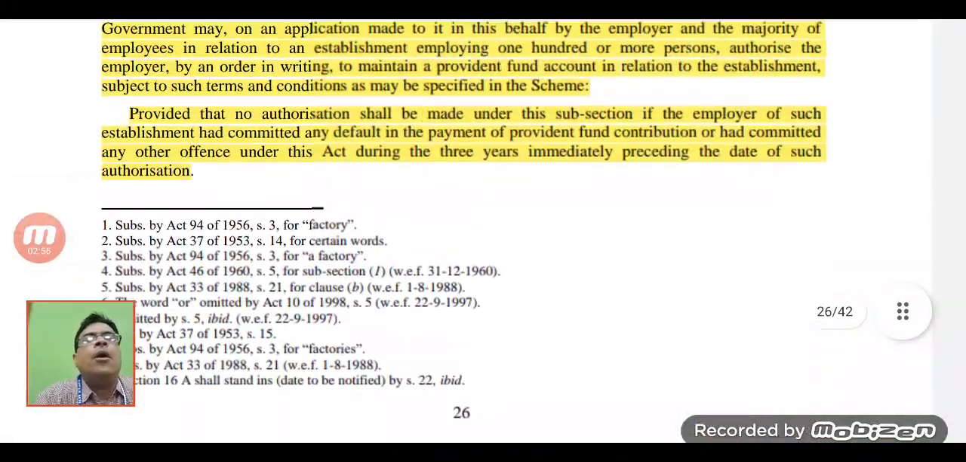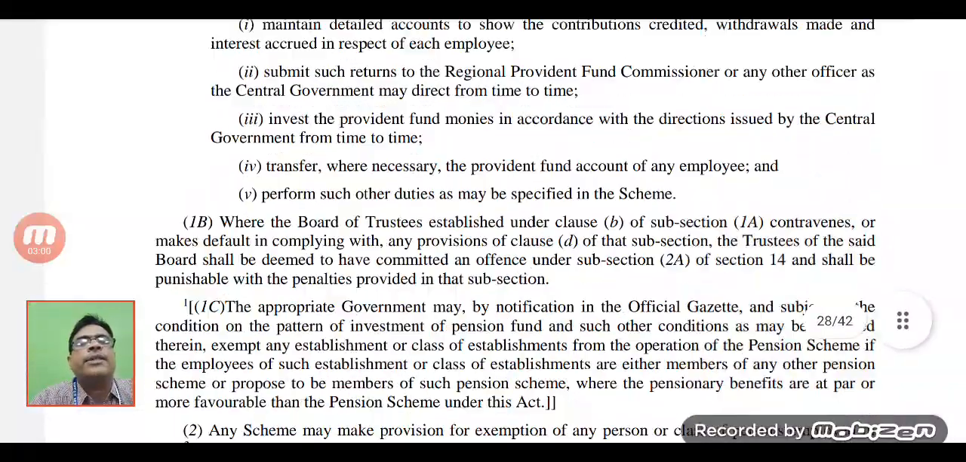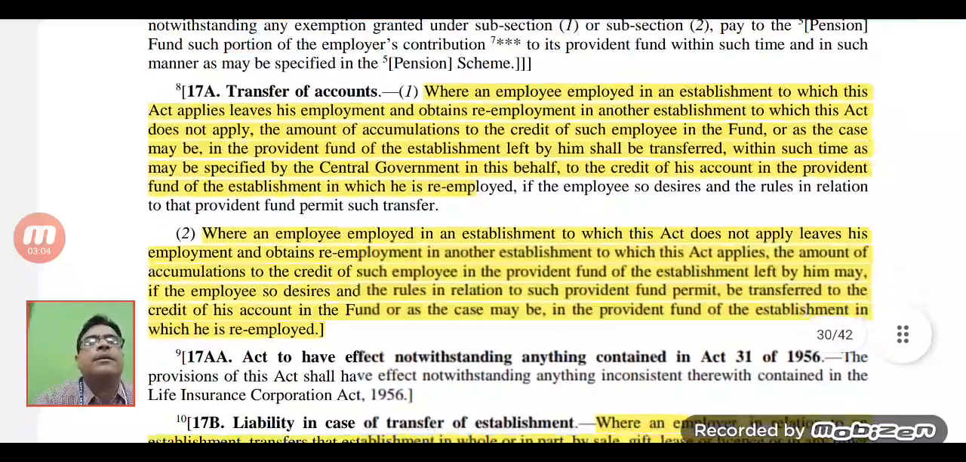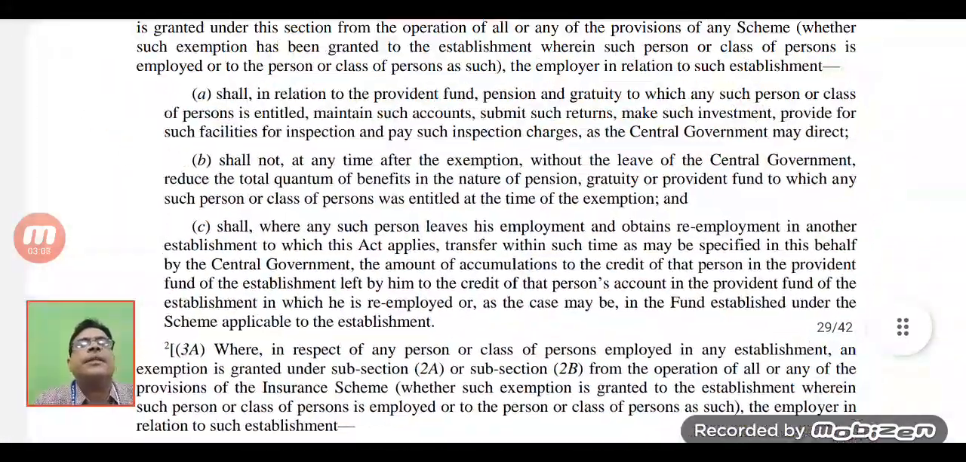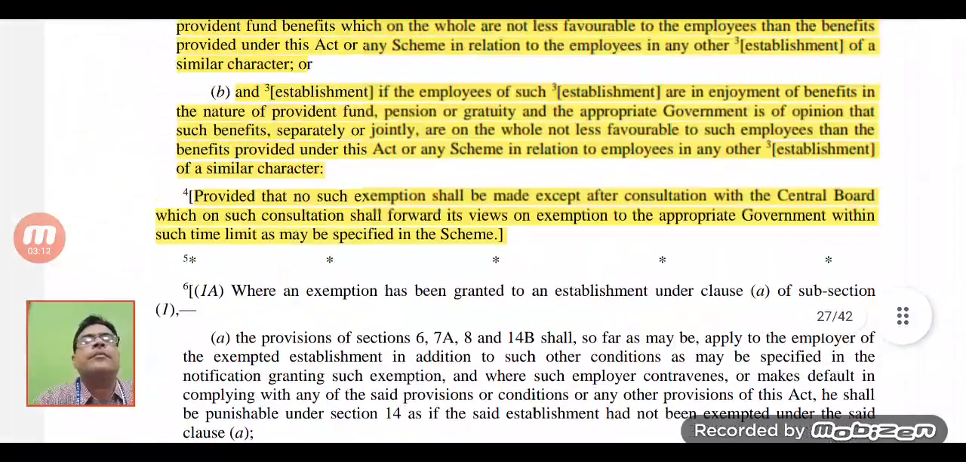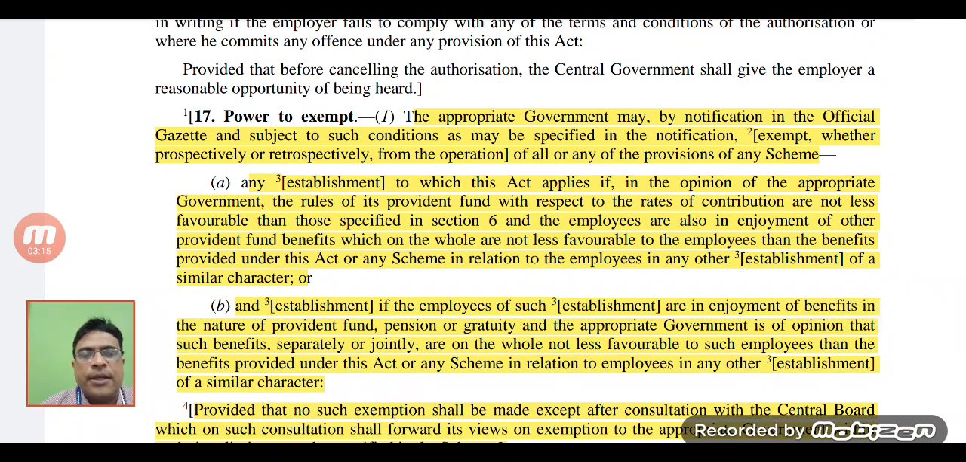Now section 17 we will see, students. Power to exempt: students, we have already studied about this in earlier Acts also. Power to exempt means the appropriate government, if it thinks that this establishment has got some other favorable scheme related to these Acts, and these provisions are already being implemented by that establishment, and if the appropriate government thinks fit, then it may exempt that establishment from applying these provisions of the PF and Miscellaneous Provisions Act 1952.